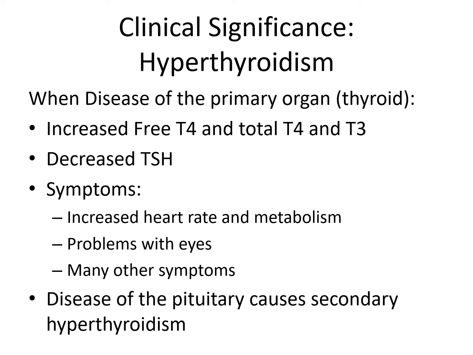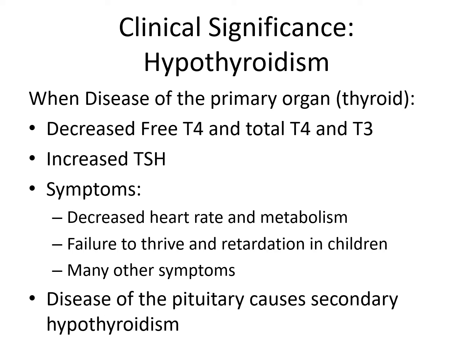Right, if it is the other organs, like the pituitary or the hypothalamus, that is affected, causing the production of T3 and T4 to be very high, we call it secondary hyperthyroidism. So remember, the difference between primary and secondary disease is that if it's another organ that is affected and yet it's causing the disease, then that is a secondary condition or secondary disease.